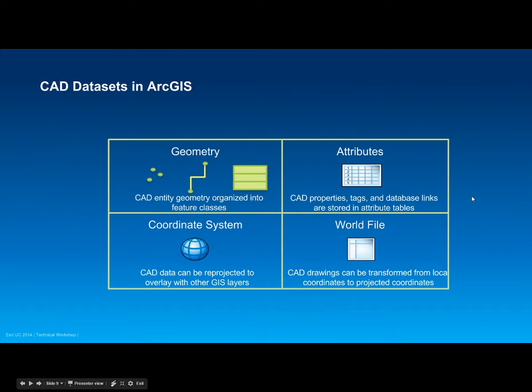When we look at these CAD data sets in ArcGIS, again, they're automatically read. There's a direct read engine. It's read-only, but you can see different geometries, the CAD entity organized into feature classes, whatever attributes there are, as well as coordinate system and world file information. So we use the coordinate system information to project our layers on the fly, and the world files are used to transform the local coordinates to projected coordinates, and we'll see all of that in this module for this class.